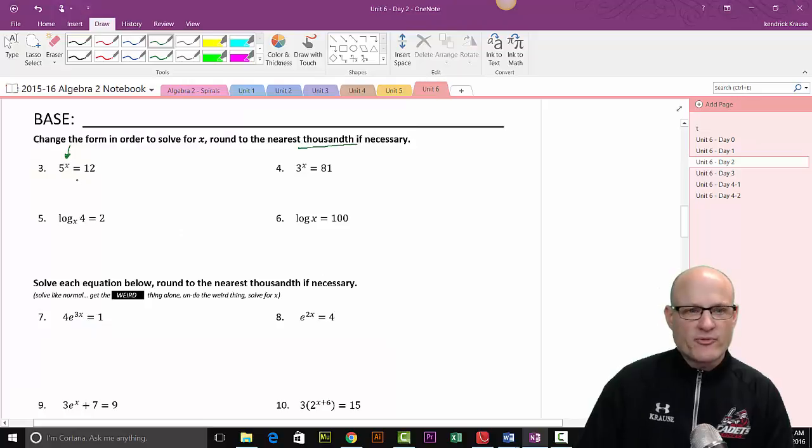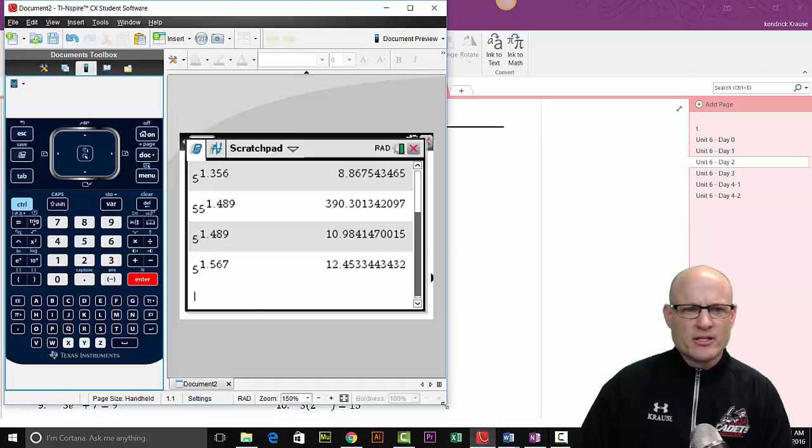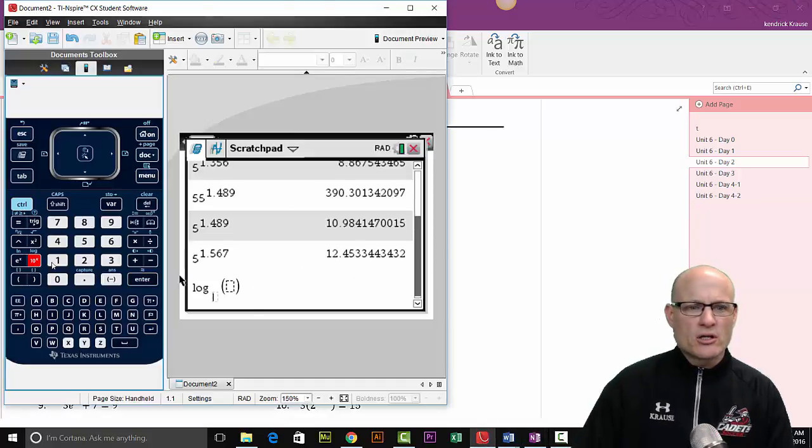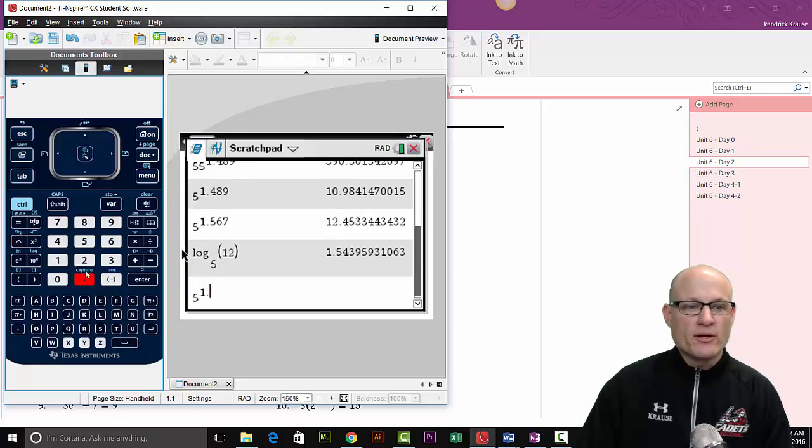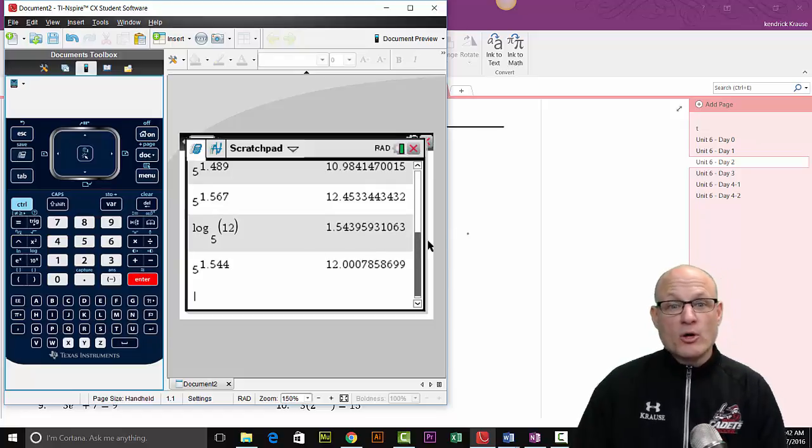So what we'll do is we'll use change of form. This is the base, and these two are going to switch locations. So log base 5 of 12 is equal to x. That's all I got to do. All I got to do is type in control log base 5 of 12. And it will tell me, rounded to the thousandths place, 1.544. So if I go 5 raised to the 1.544, it should be around 12. There it is. Pretty doggone close. 1.544.